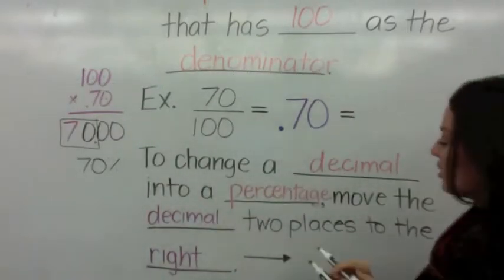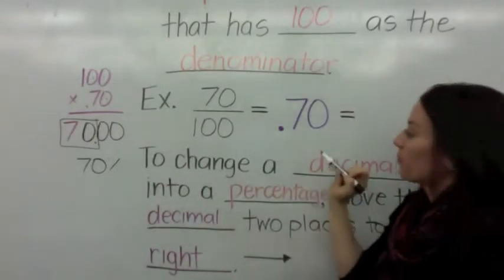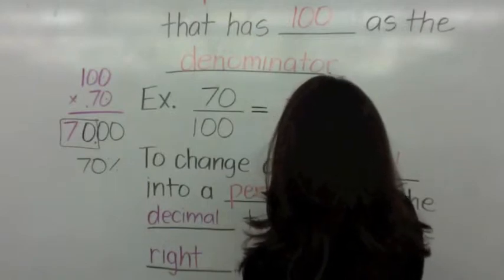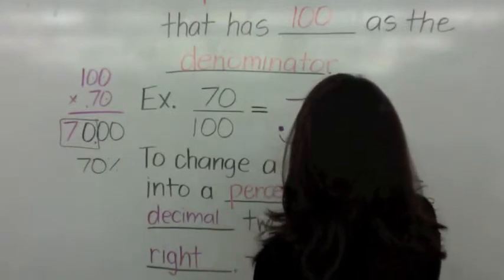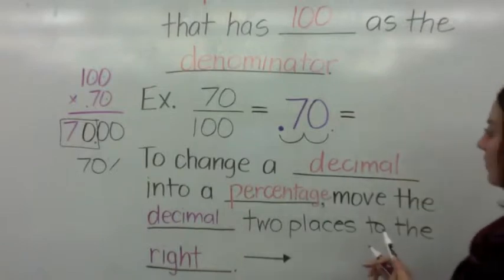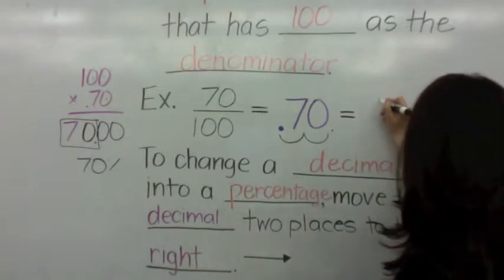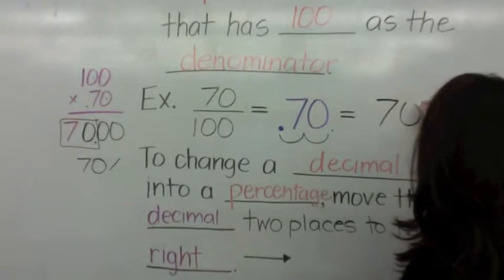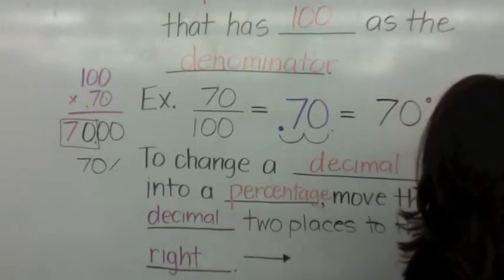Okay, so watch what I do. If I want to change this into a percent, I say, I'm going to move this over to the right. 1, 2. Now the decimal is here, and it kind of becomes invisible. And so the answer would be 70%.